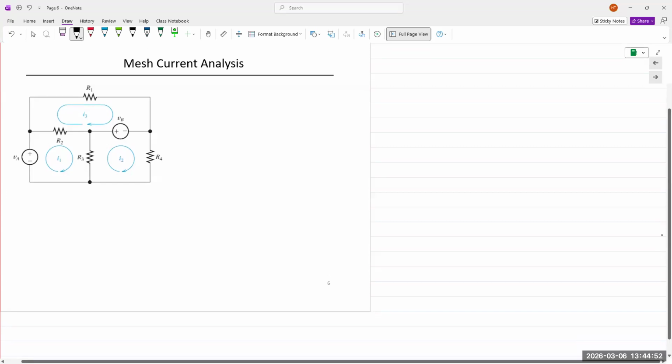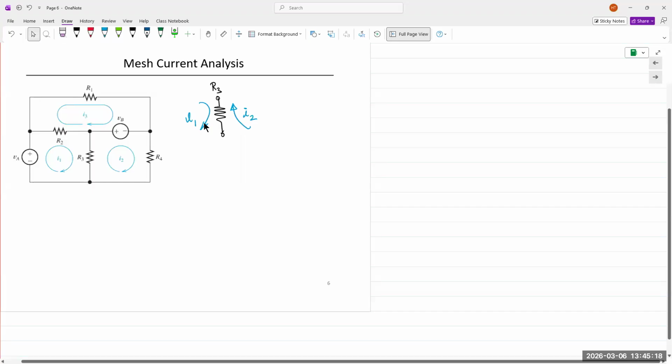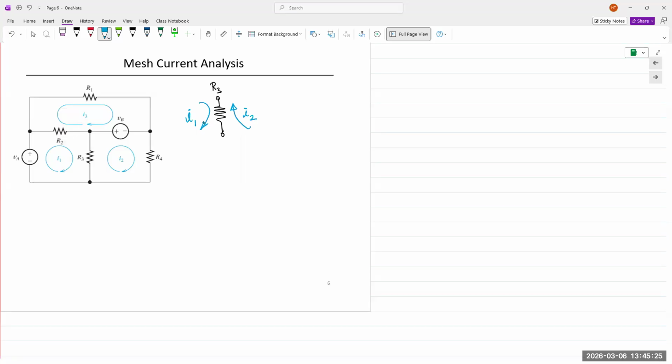And in this specific case, let's look at R3. Okay, so this is R3. And in R3, what do I have? I have I1 that is on the left side, and then you have I2 that is on the right side. And you see the current directions are completely the opposite, which is not possible in real life.